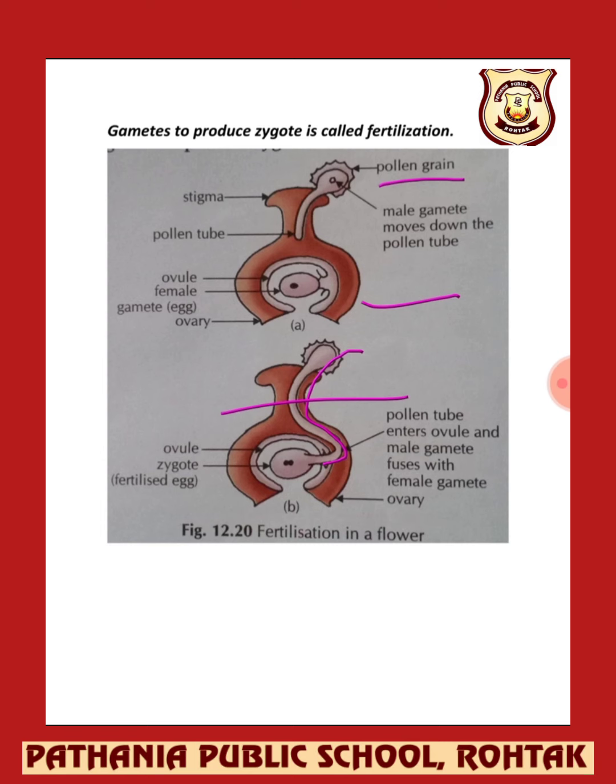it gets attached to the ovules, where the eggs are present, and when they get fertilized and fuse together, means male gametes are fusing with the female gametes, and they form the zygote. Zygote is formed. Okay, so this is how fertilization takes place in a flower.